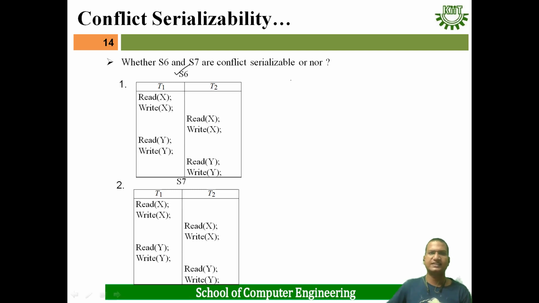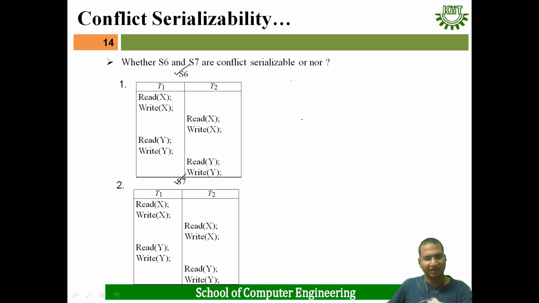Check whether S6 is a conflict serializable schedule or not, and S7 is a conflict serializable schedule or not. For checking that, I have taken one table. If this schedule S6 is conflict equivalent to one of its serial schedules, then we can say that it is a conflict serializable schedule.